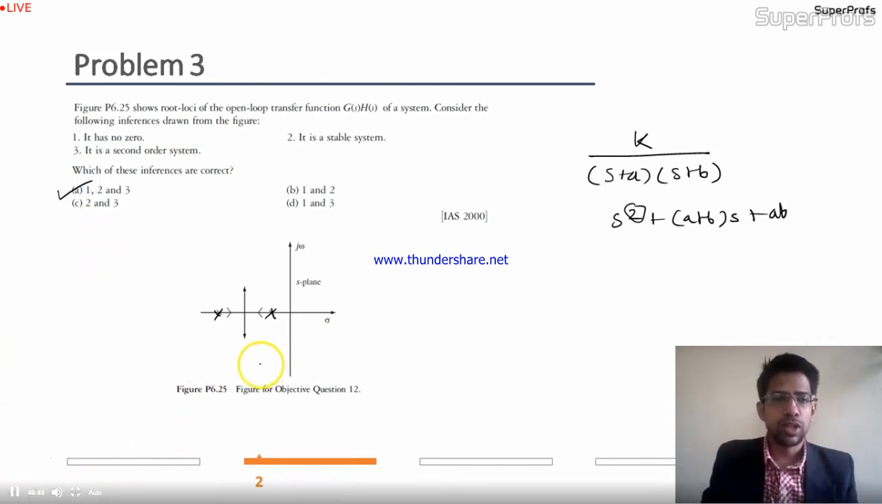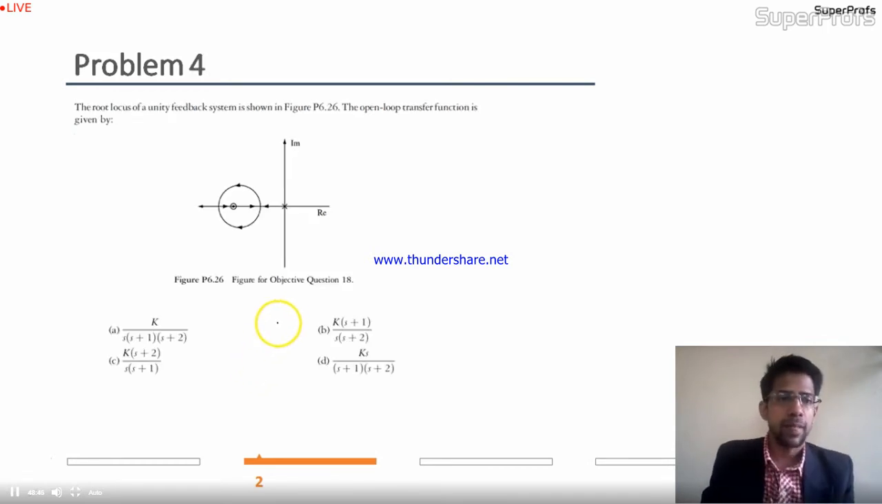Let us move towards problem number 4. So this is again a root loci problem. The root locus of a unity feedback system is shown in the figure, and we need to find out the open loop transfer function for this system. So now we are given a root loci, and from the root loci we need to build the open loop transfer function. Even in the last problem we saw how many roots are there and where they are situated. We cannot find the exact values of the roots as they are not given, but we can always find the relative value.